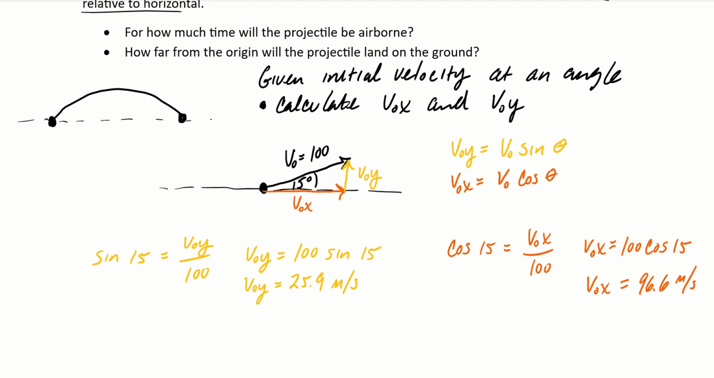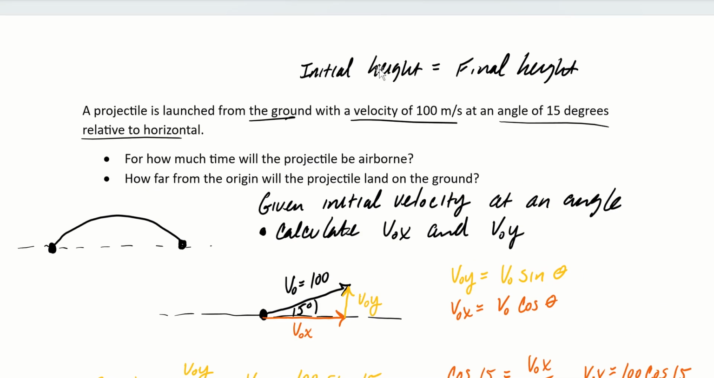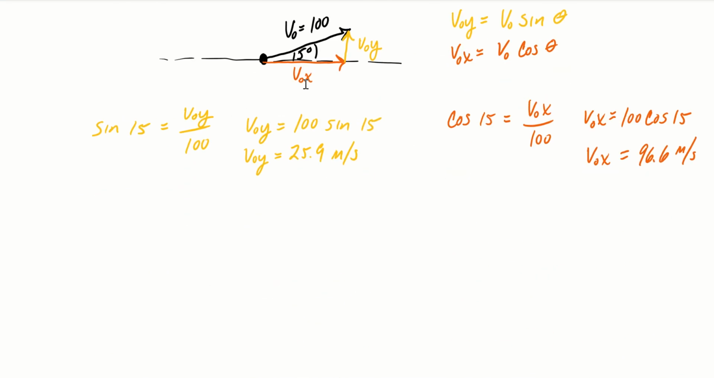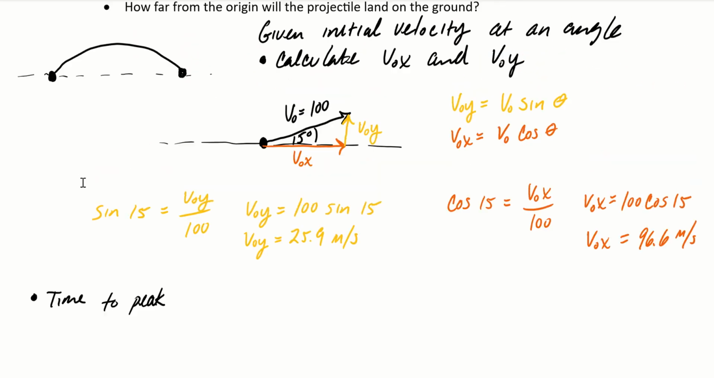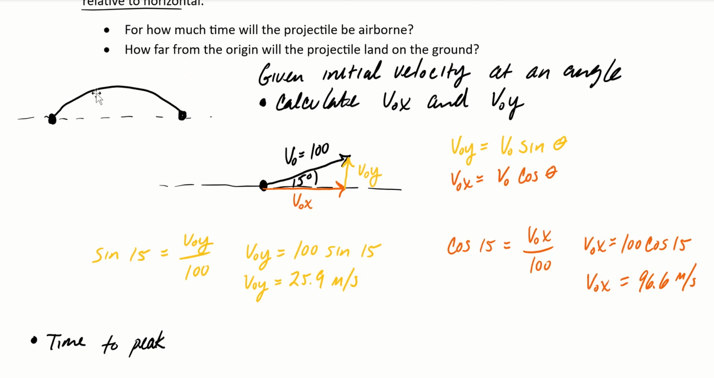Okay, so the first part of the question is asking, for how much time is the projectile going to be airborne? So for any problem where the initial height is equal to the final height, you can use the following strategy. So I'm going to go down here. What we need to do is we need to figure out the time to the peak. So I need to find out how long does it take for this projectile to reach its peak.